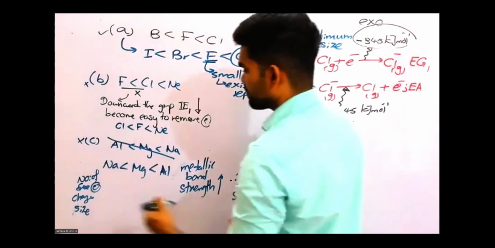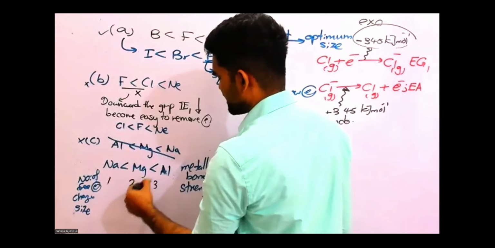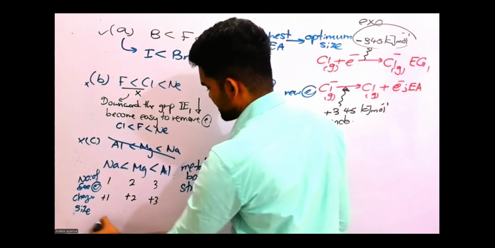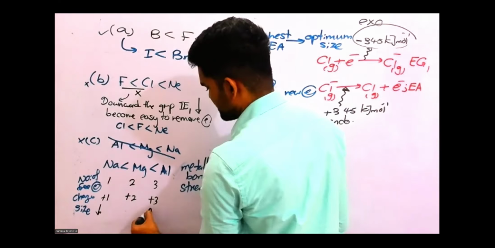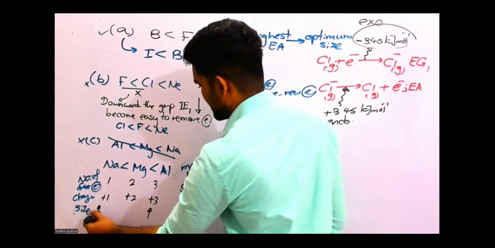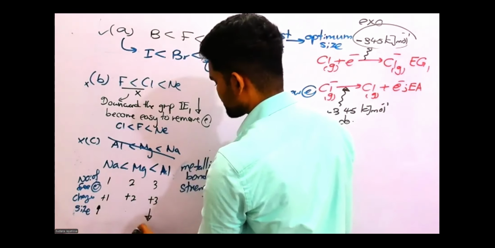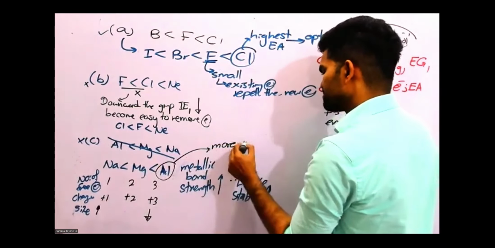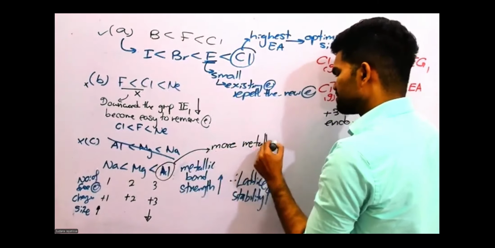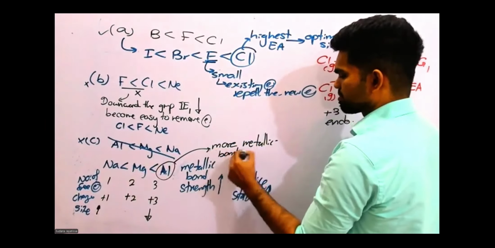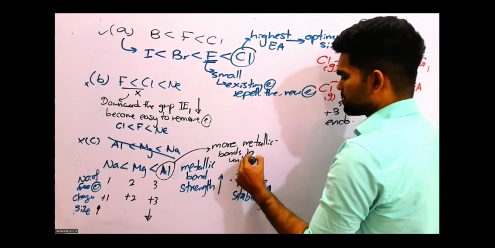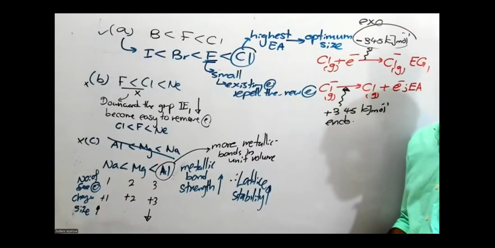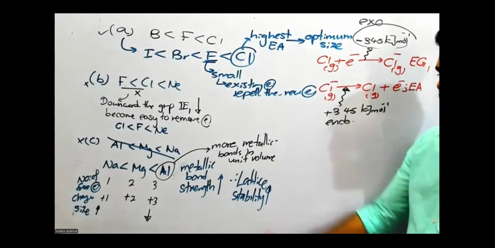You can see the number of free electrons here, 1, 2, 3, is increasing. Charge is also increasing, plus 3 there, and size should be lower. Sodium's size is higher and aluminium's is lower. Then for aluminium you can say there are more metallic bonds in unit volume. Therefore it's going to be strong, and you have more electrons. So aluminium is always the strongest of these three.